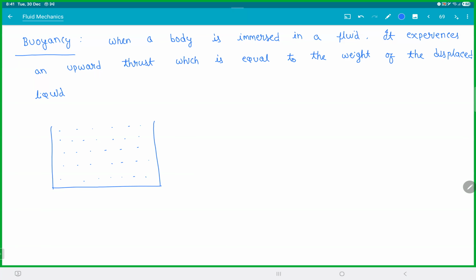Now the thing is, the story goes like this. You must have heard about this thing, right? Archimedes. You know what Archimedes is famous for? Eureka, Eureka. Everyone just remembers that nonsense only. The thing is, Archimedes is actually famous, right?